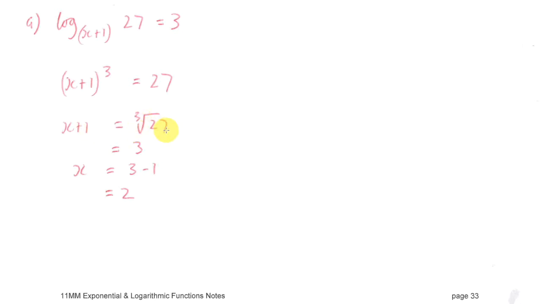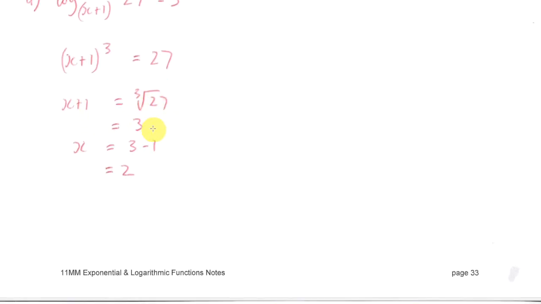So the third root of 27. Now the third root of 27 is positive 3. It's the third root, so what number, when multiplied by itself 3 times over gives me 27, and that's a 3, positive 3. 3 times 3 is 9, times it by 3 again is positive 27. Take away 1 from both sides, I get x equaling 2.